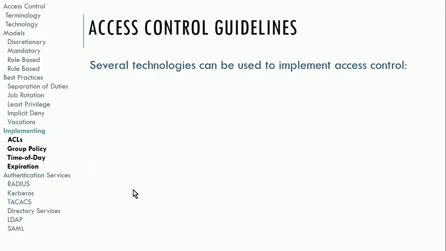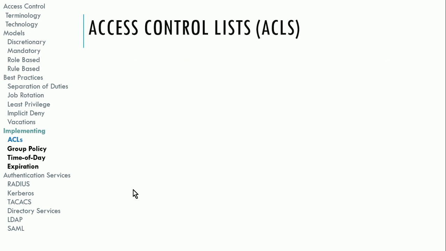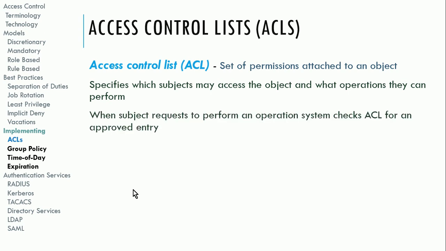There are several technologies that can be used to implement access control. ACLs or access control lists, group policy, which is used in Microsoft's Active Directory, for example, and account restrictions. So an access control list is a set of permissions attached to an object, and it specifies which subjects may access the object and what operations they're able to perform. So when a subject requests to perform an operation, the system checks the access control list for an approved entry, and then either allows them to do that or denies them access to do whatever it is that they're trying to do.